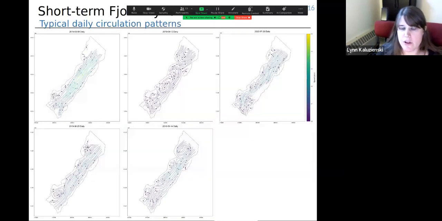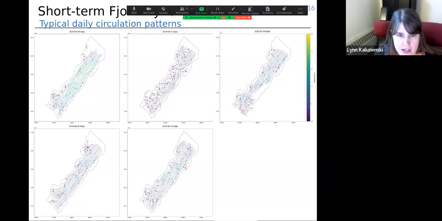So once we take those 30-minute averages, we can look at different time scales for streamline plots. This is an example of daily circulation patterns. Each of these is the daily average flow. These are just typical patterns that I've seen. Again, this is a really massive data set.